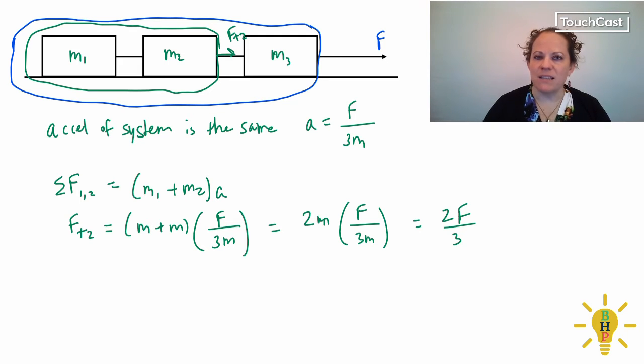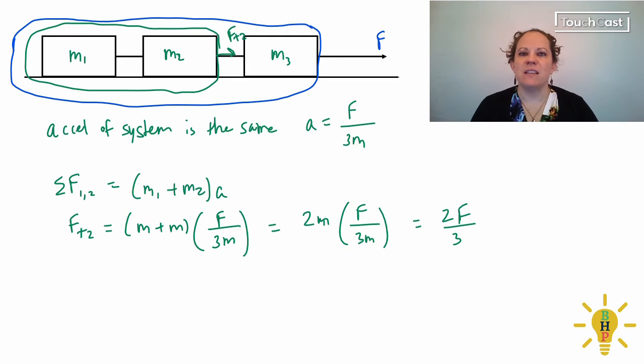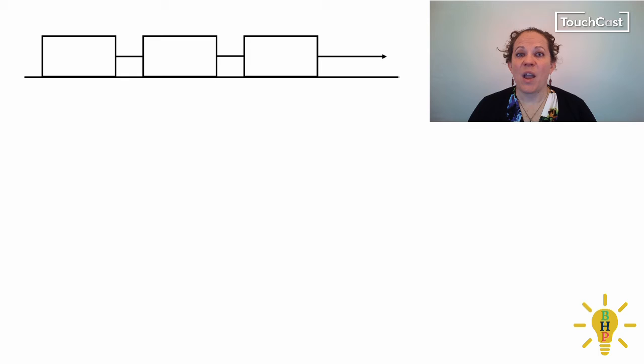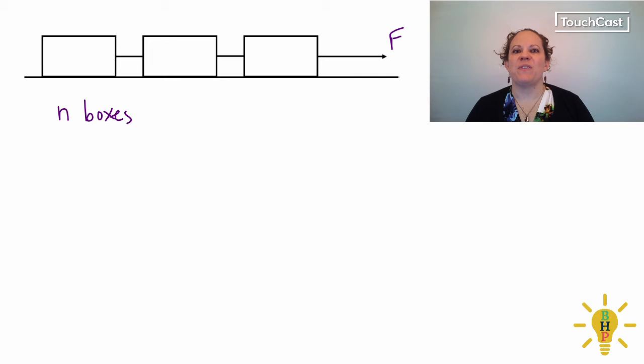So this makes sense, in that the force needed to accelerate only part of the system, only a couple of the boxes, is of course going to be less. So now let's generate a general rule. What if instead of 3 boxes, I have N boxes? Well, we're still going to have our pulling force F. Maybe there are a whole bunch of hidden boxes here that are just not drawn in this diagram.